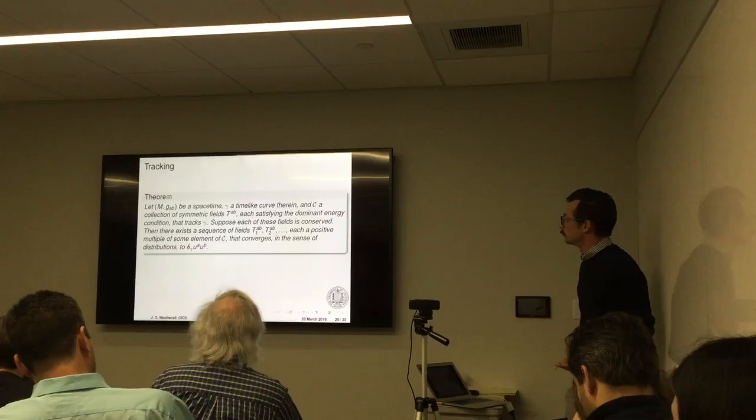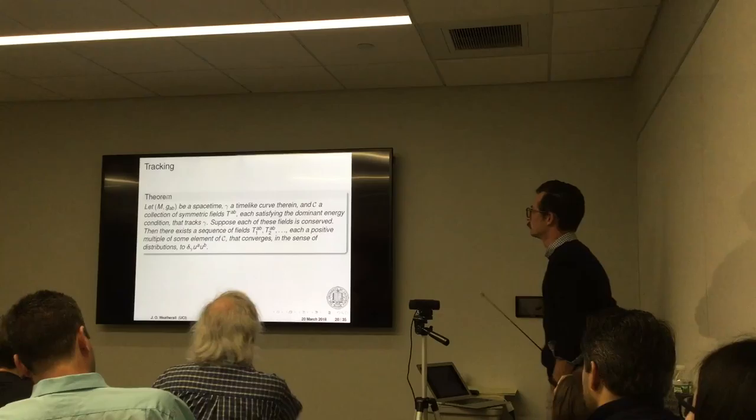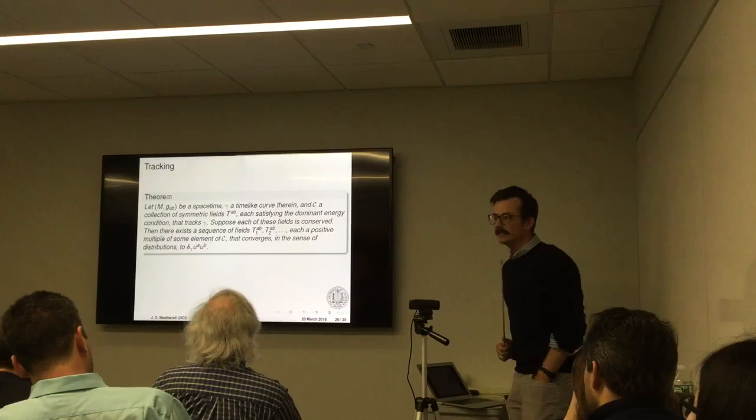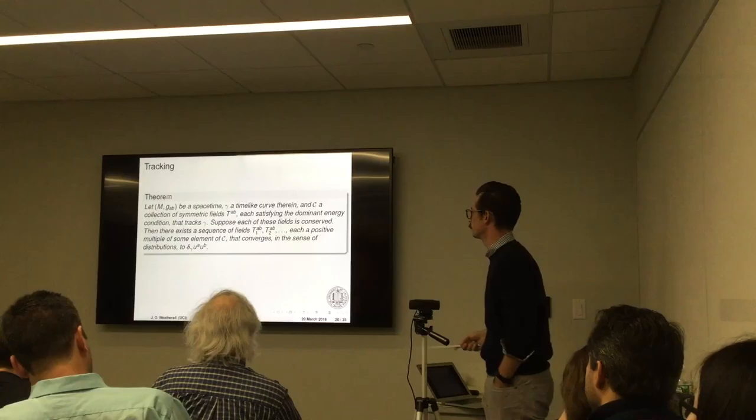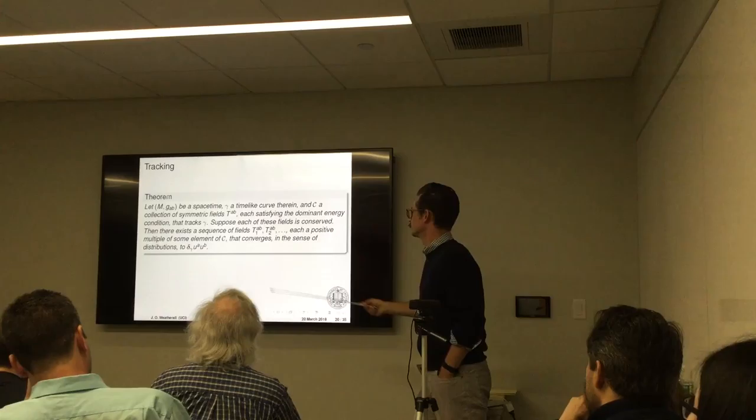We then get this theorem. Suppose that I have a space-time, suppose I have a time-like curve therein, and I have a collection of symmetric fields, each satisfying the dominant energy condition, that tracks gamma. Suppose that each of these fields is conserved, so divergence-free. Then there's a sequence of fields in the collection, which I can sort of renormalize if I like, that converges in the sense of distributions to the delta function distribution supported on the curve.